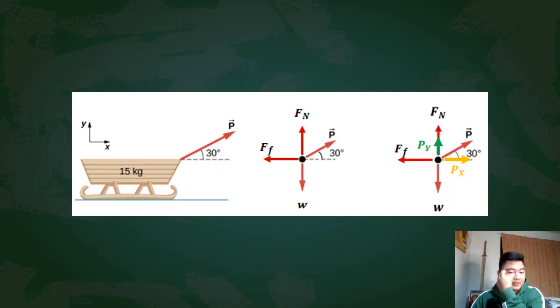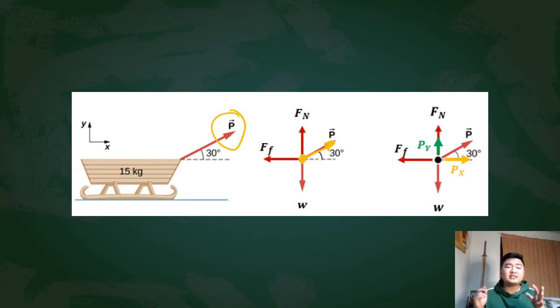So let's take a look at some examples. You have here a sled, which is 15 kilograms. The sled is exerted with the force P at 30 degrees. In this case, we represented our sled using this point here. We know that there's an applied force directed at 30 degrees from the horizontal. So let's say this is the horizontal there. So it's at 30 degrees. That is your applied force.